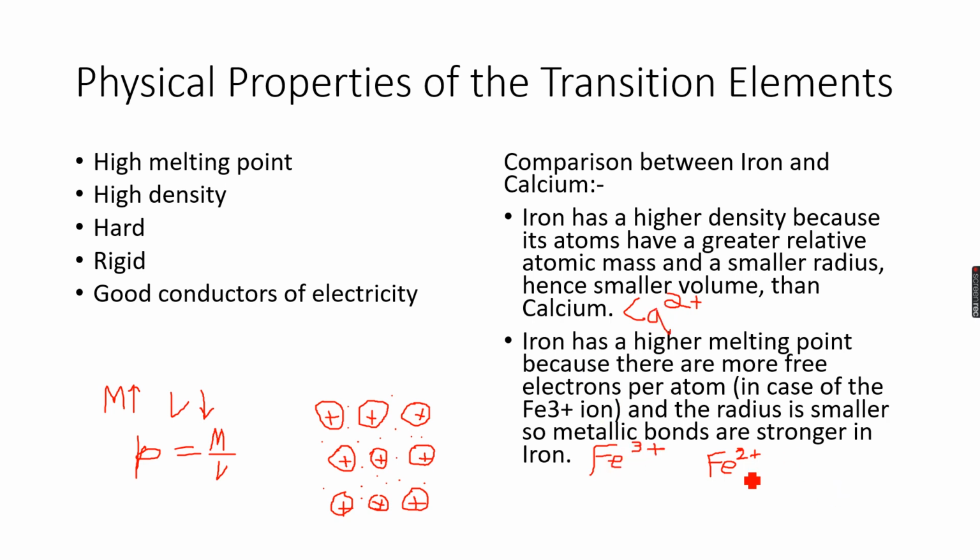Even if we compare Ca2+ with Fe2+, we know that the iron ion will be smaller than the Ca2+ ion, as we just deduced. And the smaller the metal ion, the stronger the metallic bonds. Just remember this correlation: the smaller the ion, the stronger the metallic bonds, because the distance between the delocalized electrons and the nucleus will be smaller if the radius of the ion is smaller. So we'll have a stronger bond in the case of Fe3+ and Fe2+ compared to Ca2+. And due to the stronger metallic bonds, the melting point of iron is higher.